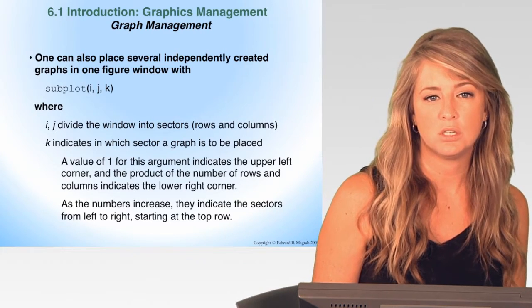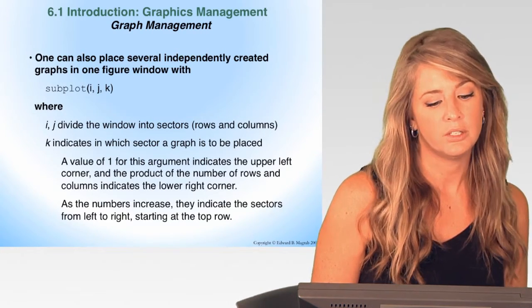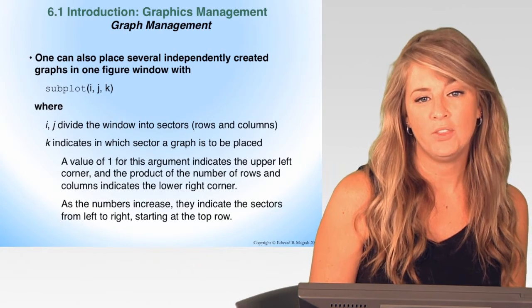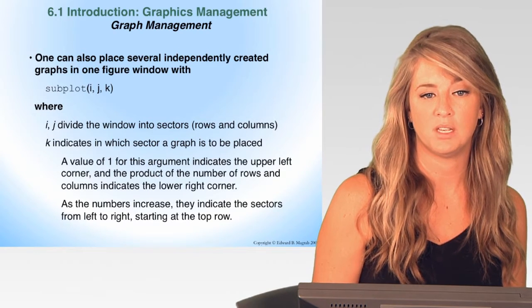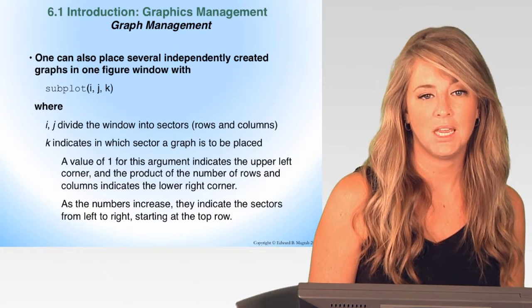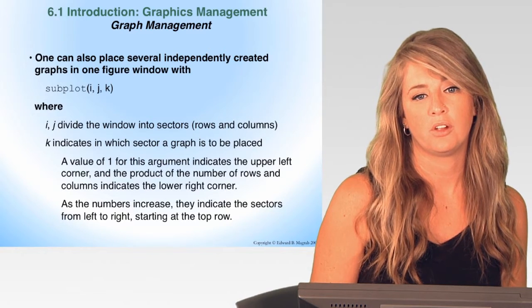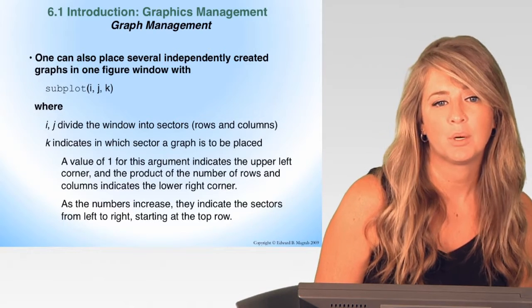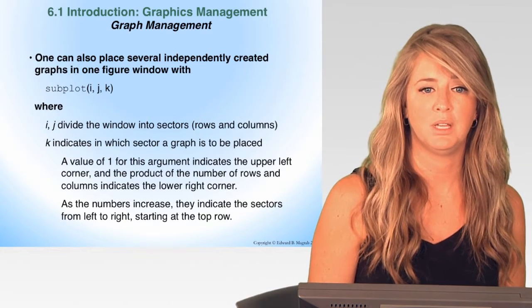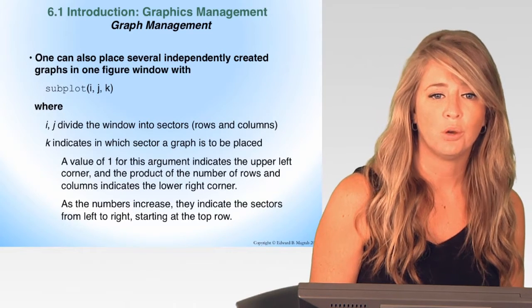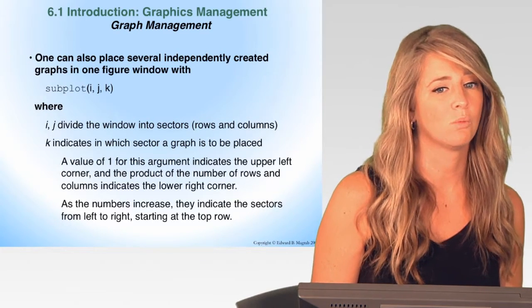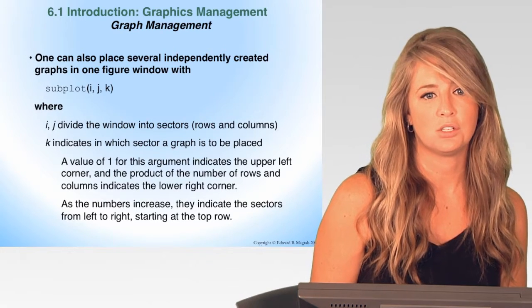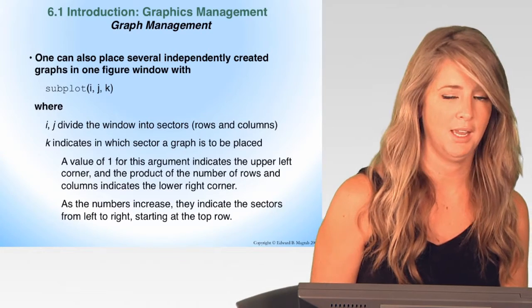You can also place several independently created graphs into one figure window, and we have a couple of ways of doing that. One of those is to use the subplot function, and you can see the input arguments here are I, J, and K. I and J divide the window into sections of rows and columns, and then K indicates in which sector the graph is to be placed. A value of 1 for this argument indicates that the upper left corner is where the graph should be placed, and the product of the number of rows and columns indicates the lower right corner. As the numbers increase, they indicate the sectors to the left or right starting at the top row.